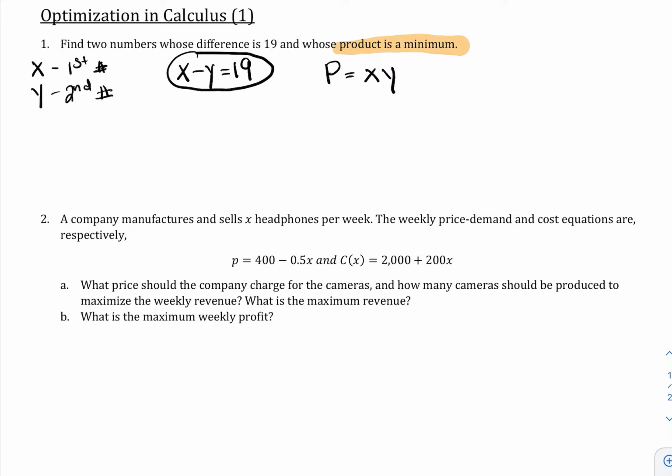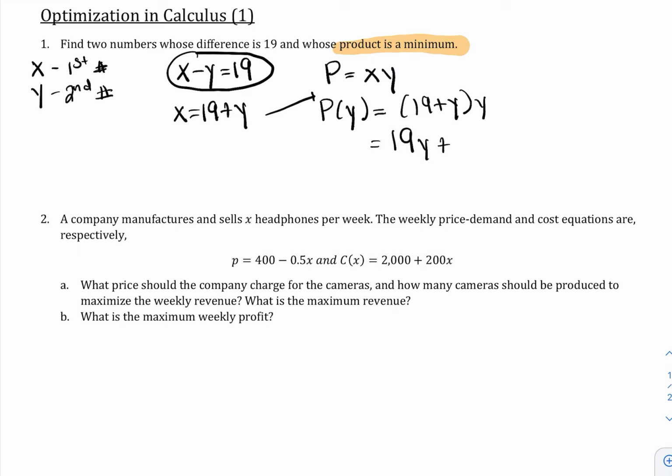So what you do here is solve for one of them. I'll solve for x. That will give me 19 plus y. And then you plug it into the product. That will make it a function of only y. So it'll be 19 plus y times y. Now I need to take the derivative of this because I'm trying to minimize it. First, before I take the derivative, I'm going to distribute the y. And then I'm going to take the derivative. So that will give me 19 plus 2y.